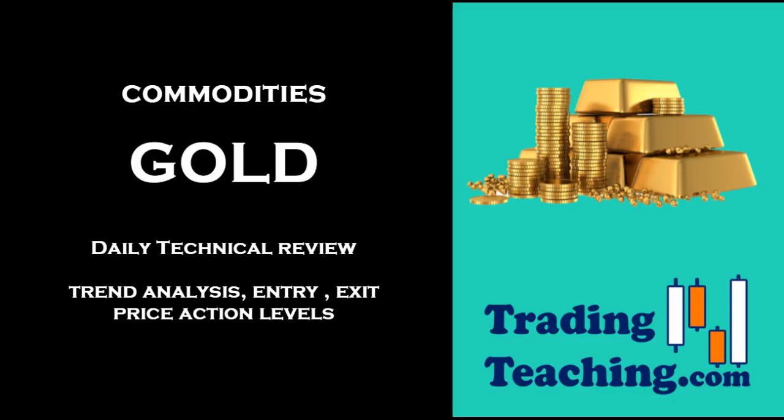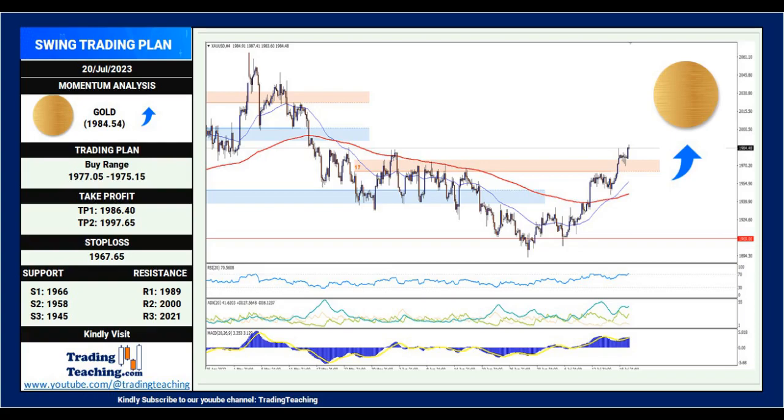Gold technical view. The current gold price is 1984.54. The technical analysis forecast for the next 2 to 3 days suggests a favorable uptrend for gold. The 1977.05 to 1975.15 price zone is a good area to buy, with an expected upside of 1986.40 and 1997.65. If market behavior changes, stops should be placed at 1967.65 to control the risk.